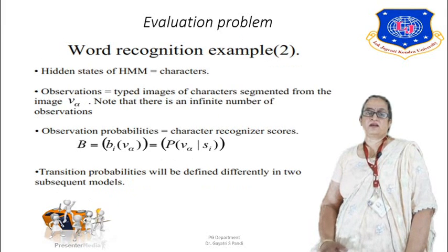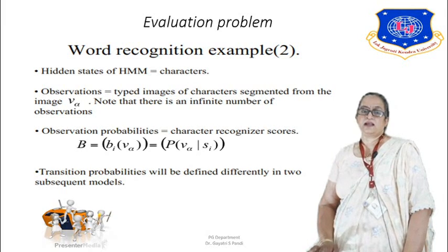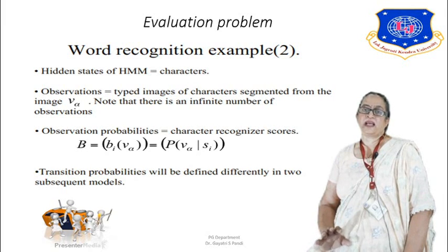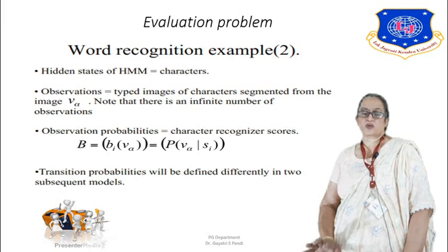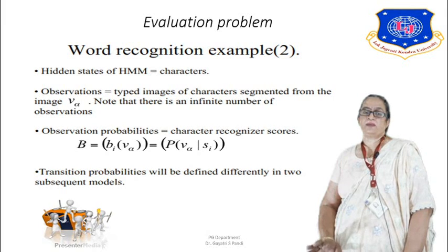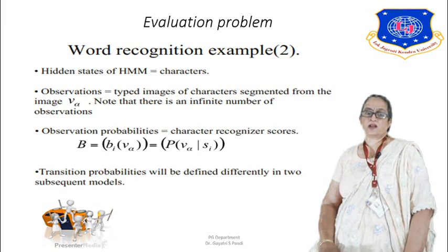And then you have another word recognition example. The hidden state of the HMM is specifically the characters, and the observations are equal to the image of the character segmented from the image of the word. And note that there is an infinite number of observations. There could be n number of observations, where the value could be very high. So the observation probability is equal to the character recognition score that is defined, and B equal to B_i of O_alpha equal to the probability of O_alpha given S_i, right? So transition probabilities will be defined differently in subsequent models.